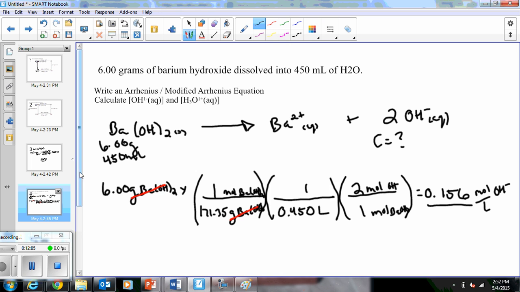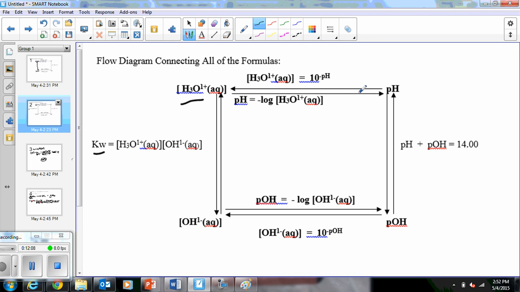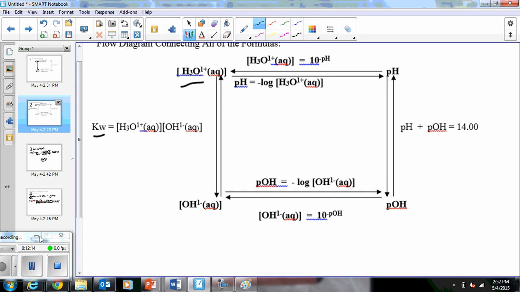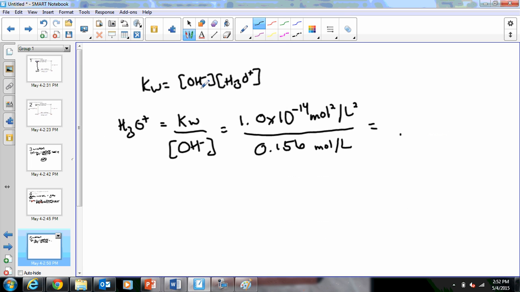So remember, we don't have to do the 3-step thing that we did in Chem 20, we can just use Kw to go directly to that value. So Kw equals hydroxide times hydronium. I solved for the hydroxide concentration in step 1, so to find hydronium concentration, we take Kw and divide by the hydroxide. So we'll end up getting an answer of 6.4 times 10 to the minus 14 moles per liter. And again, this is basic because the hydroxide concentration is so much greater than the hydronium concentration.